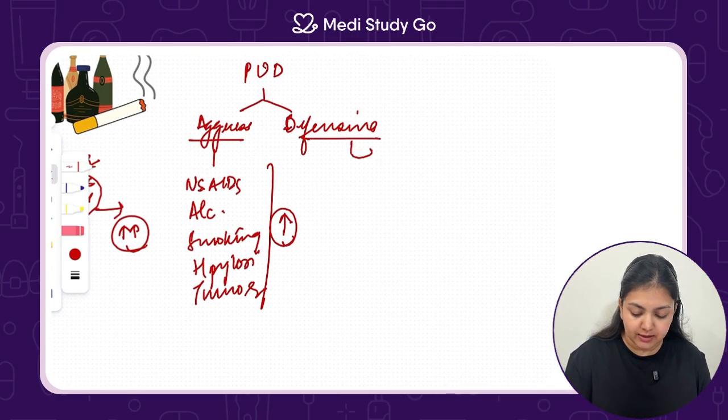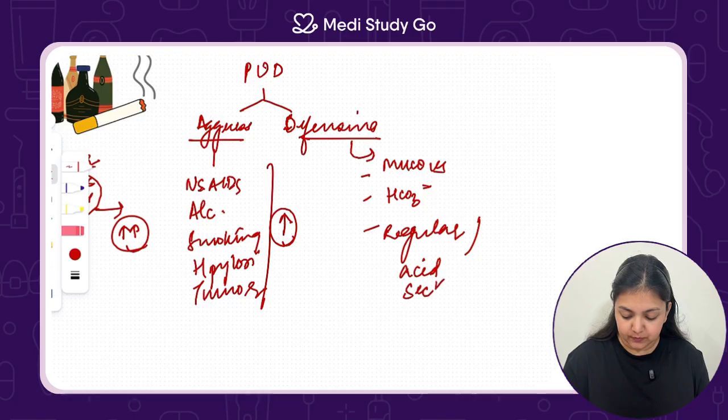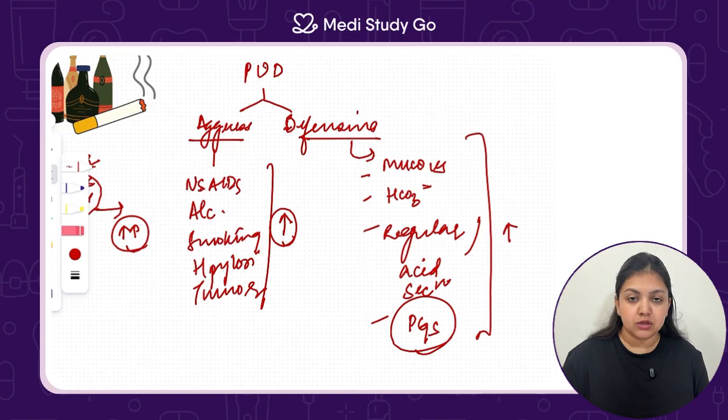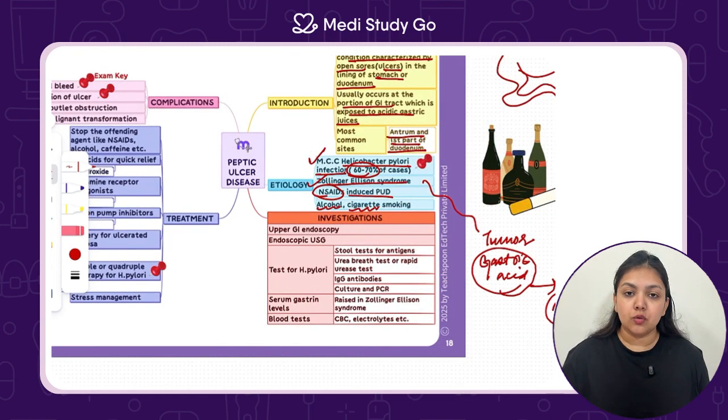Secondly, the defensive factors include mucus, bicarbonate, regular or controlled acid secretion, and prostaglandins. So these factors, if they are high in amount, will save the mucosa. But if these decrease, then the aggressive factors will have more effect on the mucosa and that will lead to peptic ulcer disease. So these are the 2 main points which lead to the disease when either of these goes down or up and the imbalance happens. Now, after we know why a disease is happening, we need to know what a disease looks like.